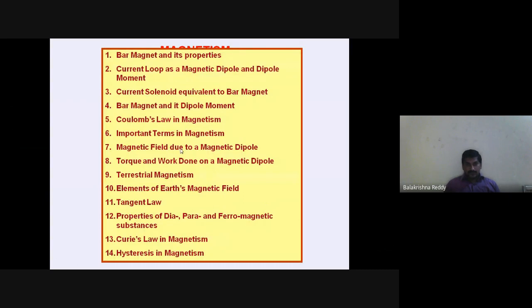So, first we need to know what the properties of magnetism are. First, I have a question for you. What do you mean by a magnet, basically? Most of the people are supposed to know this. What do you mean by a magnet?